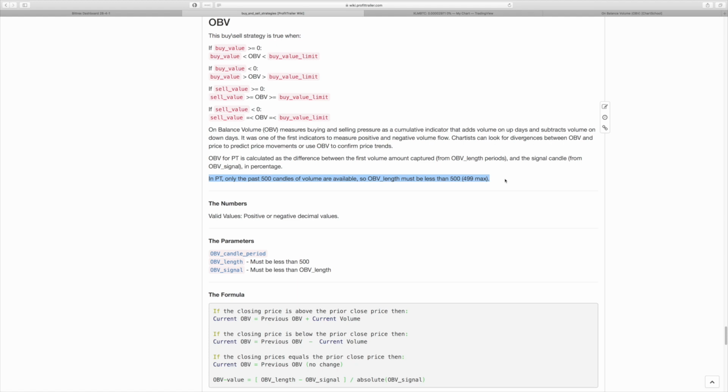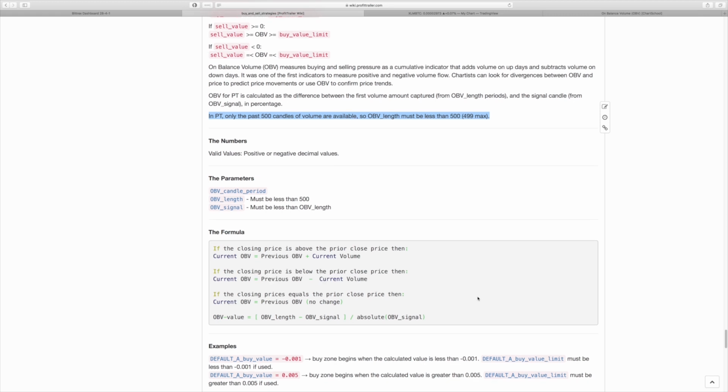Now this gets a little bit confusing to some people. I mean, when I first looked at this, I was a little confused myself. So what your signal is actually, is a signal candle. You're telling the bot to look back X number of candles and determine the on-balance volume at that candle, and compare it to your current candle. That's actually how this works. So we'll get a little bit more into that right here about the formula.